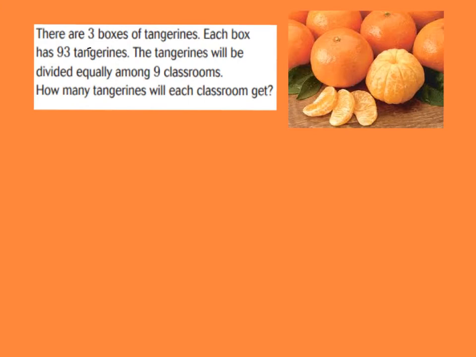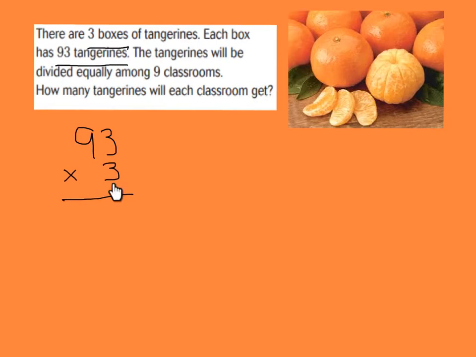So I want to underline that as my keyword and number. Then I see that I've got 93 tangerines in each box. So I want to multiply 93 times 3. This will tell me how many tangerines I have altogether.